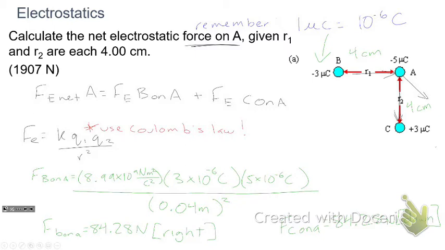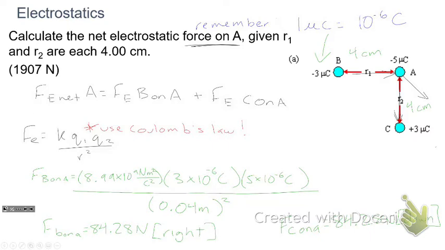And what do we want? Square that times 2. And what did you guys get? 119? Wait, so are we not using the B on A plus C on A? Because then it would just be 84.28 times 2, right?